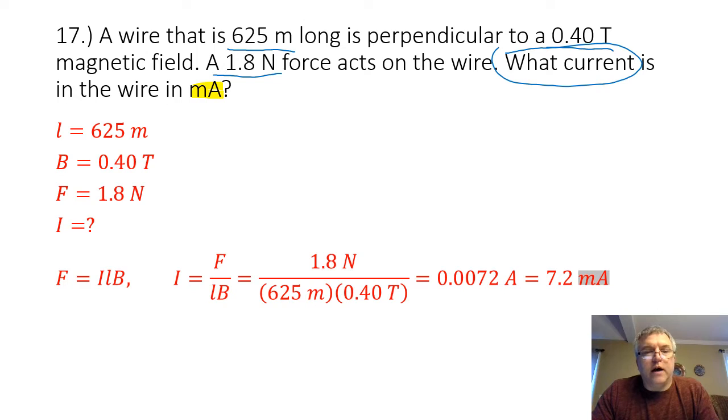I want to solve that for current, so I'm going to have I is equal to F divided by L times B. I put everything into my formula, and I'm going to end up with a current of 0.0072 amps. And in order to convert from amps to milliamps, I need to move my decimal place 3 spaces to the right, and that is going to give me 7.2 milliamps.